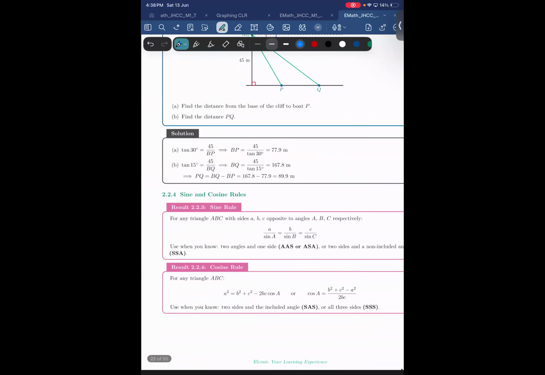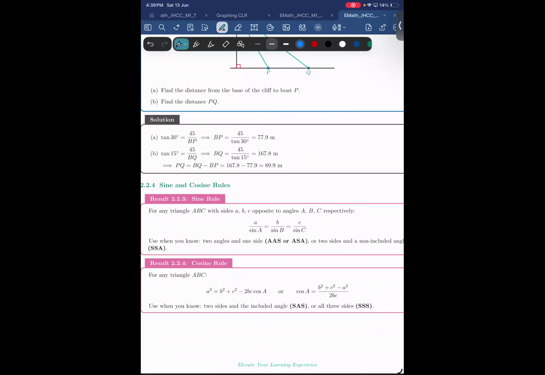Now we talk about sine rule and cosine rule. These two are rules that are given in the formula sheet, so you don't need to memorize them, but you should know how to use them. For the sine rule, for any triangle ABC with sides a, b, and c opposite to angles A, B, and C respectively, a over sine A equals b over sine B equals c over sine C.